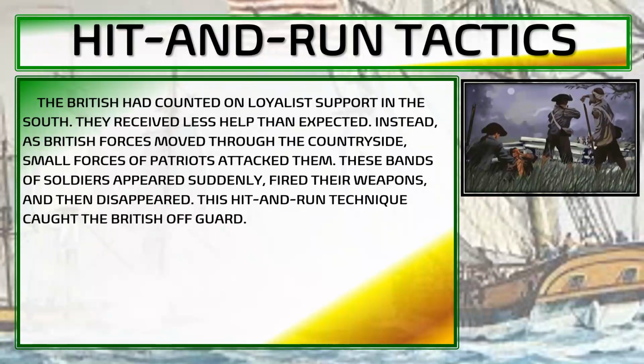The British had counted on Loyalist support in the South. They received less help than expected. Instead, as British forces moved through the countryside, small forces of patriots attacked them. These bands of soldiers appeared suddenly, fired their weapons, and then disappeared. This hit and run technique caught the British off guard.